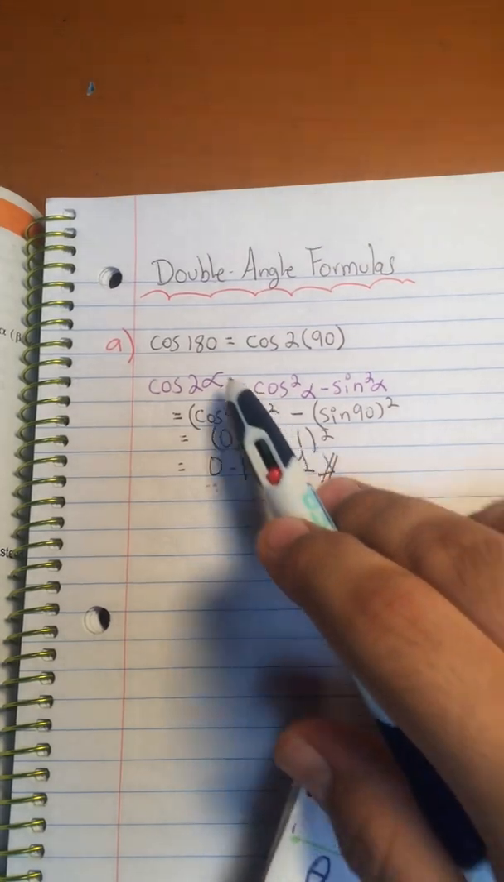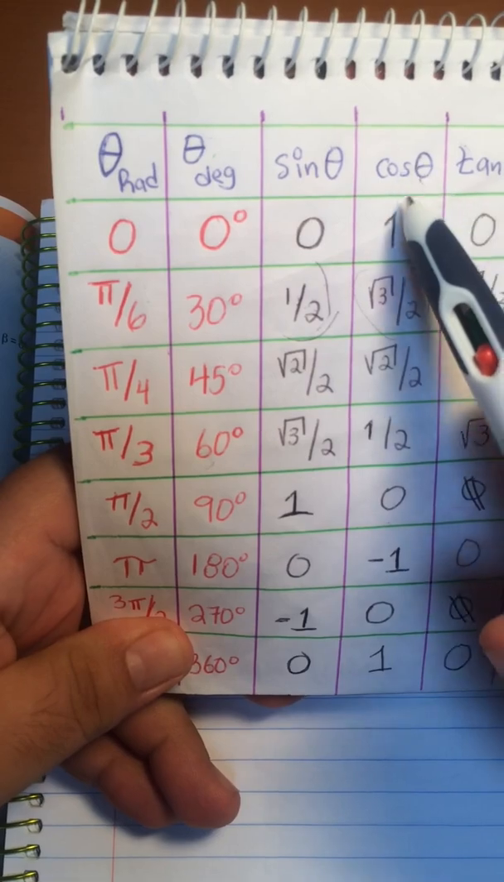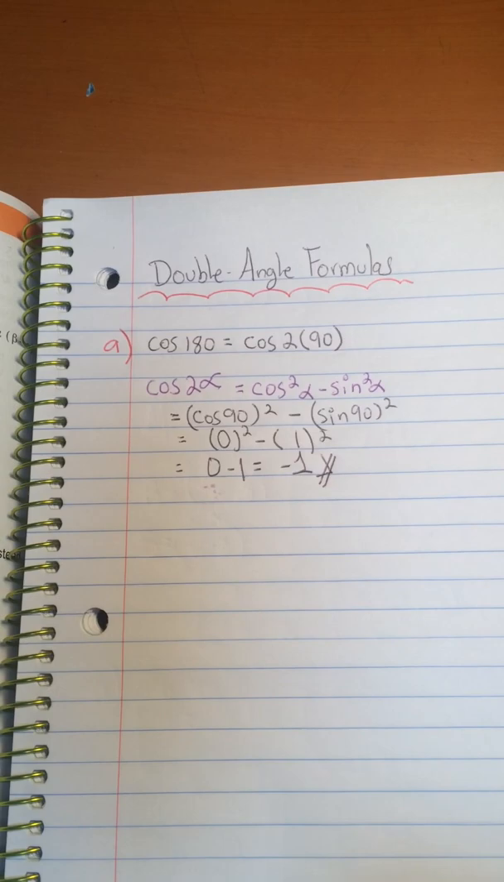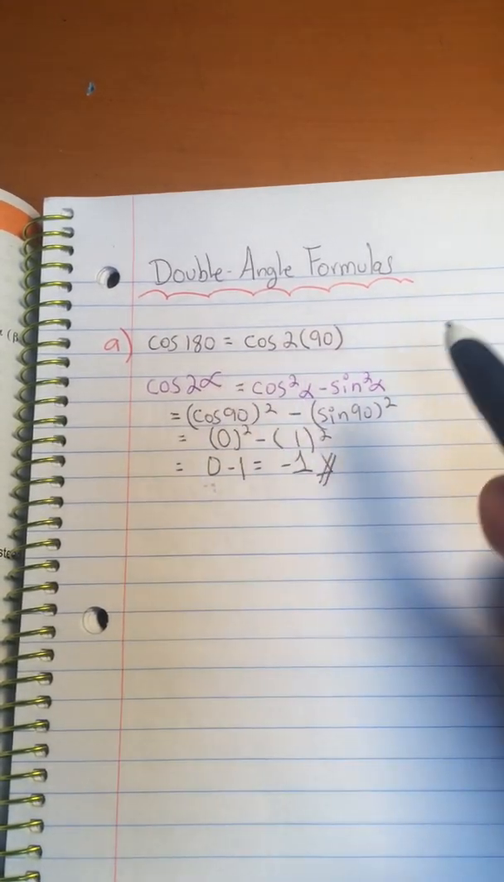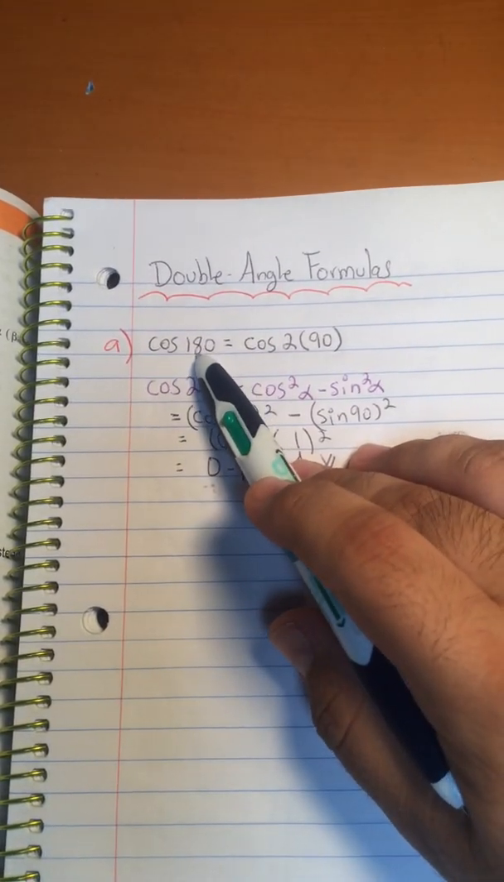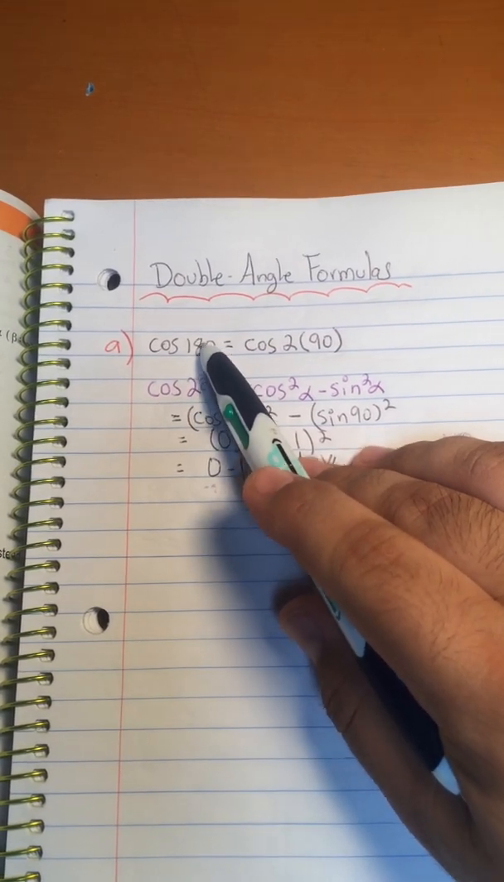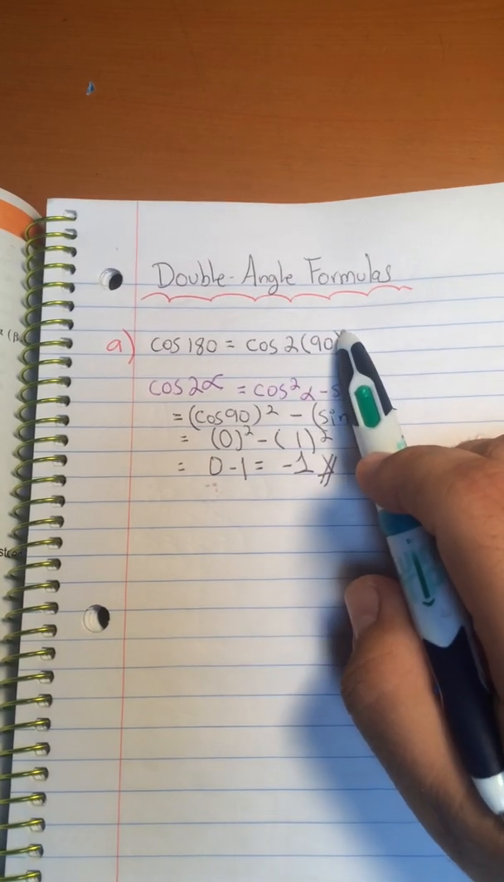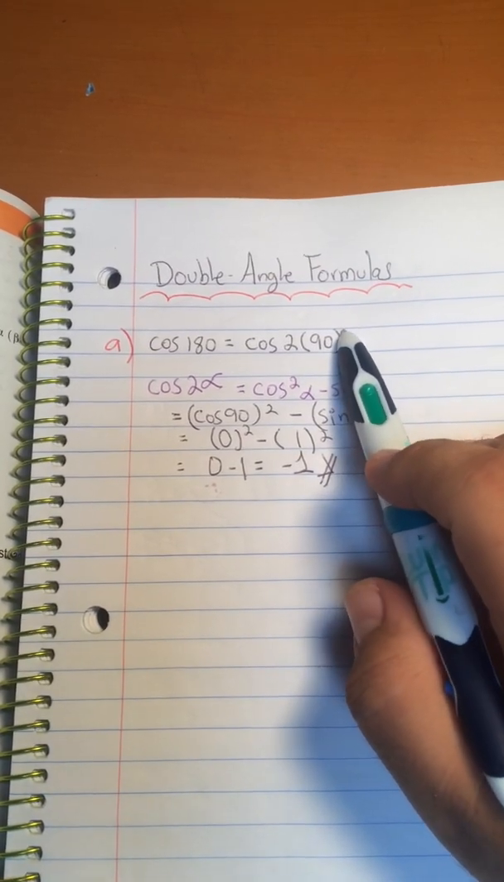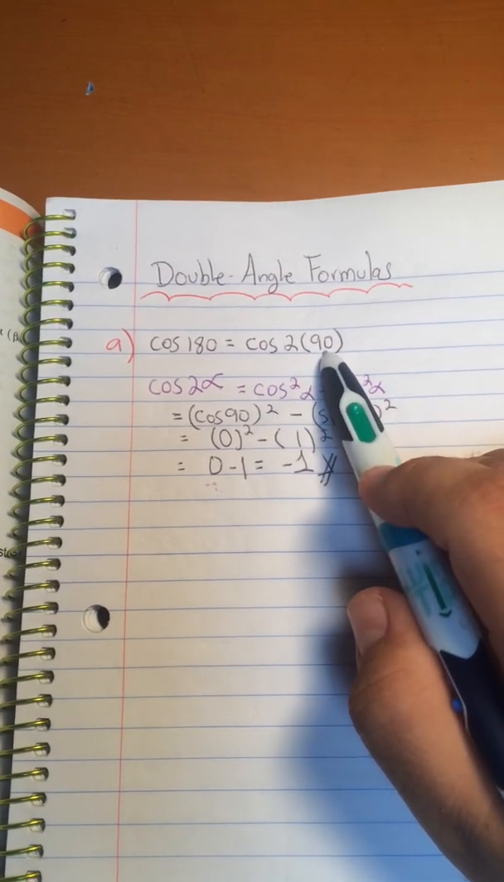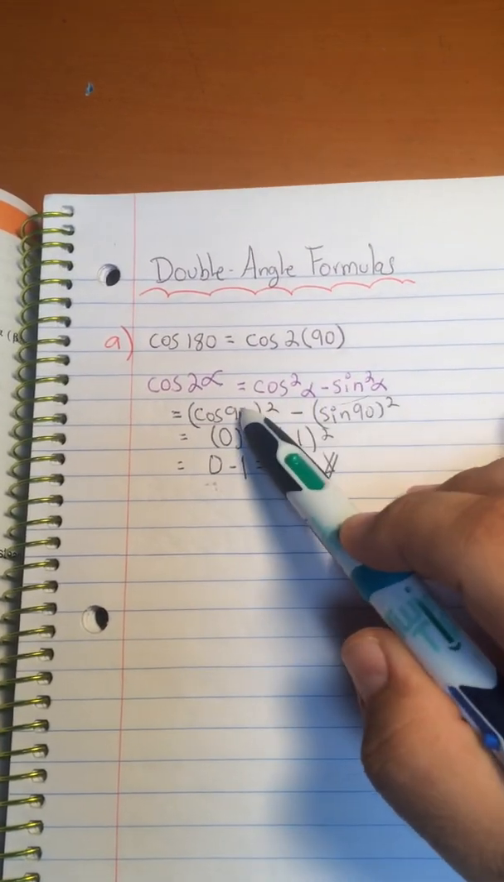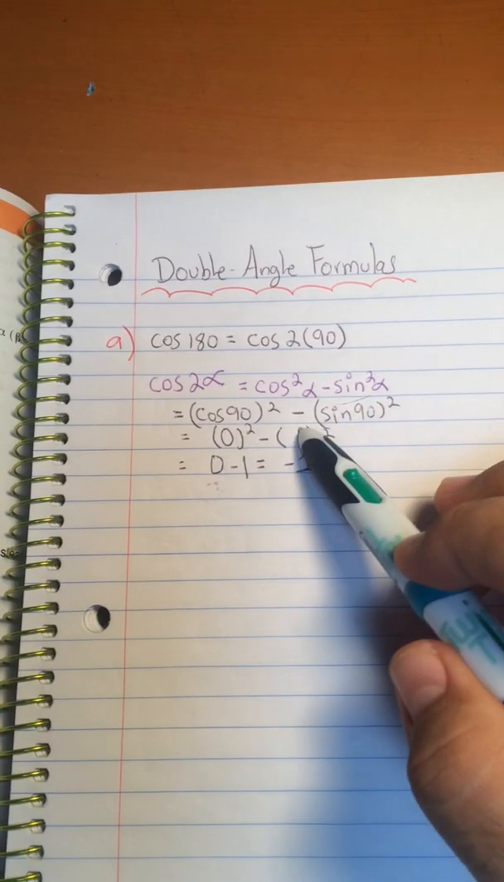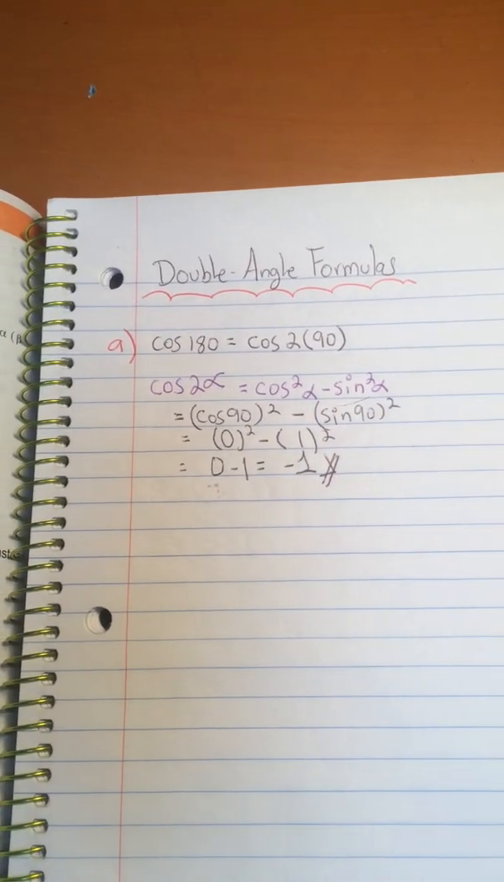How do we know if this is correct? Cosine of 180 is minus 1. Let's review what we did. If this angle is 180 and we convert it into a double angle, that means 2 times 90. We have a formula for cosine 2 times alpha, which is this one. Then we just place the values that we know and solve.